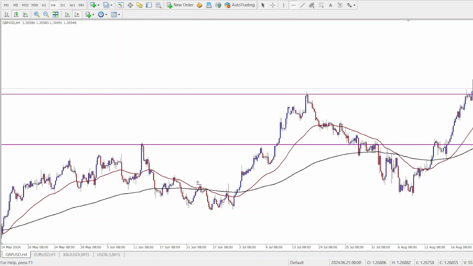support and resistance levels. They can also show you possible exit points. For example, if you had entered a trade here, you would have considered exiting around here at this support level. So it helps to show you potential exit points and even potential entry points as well.